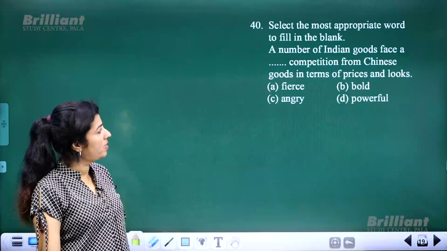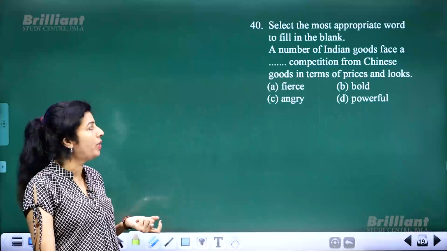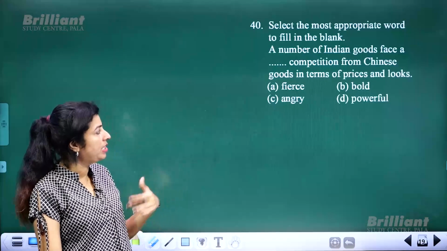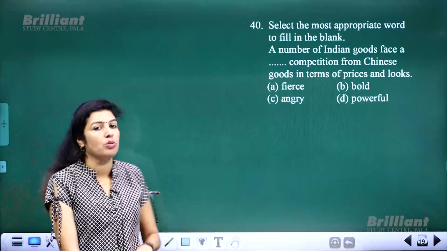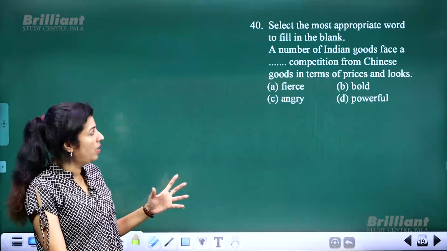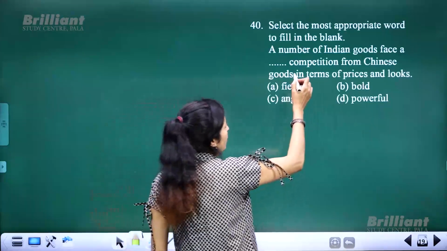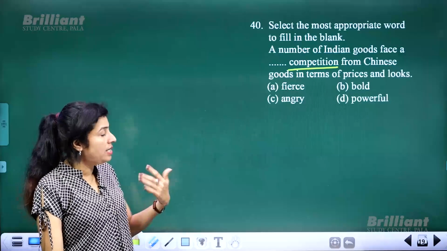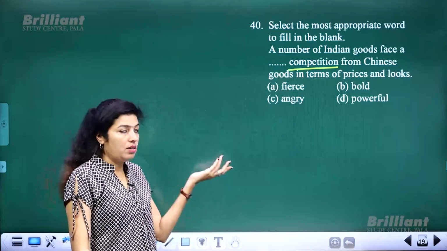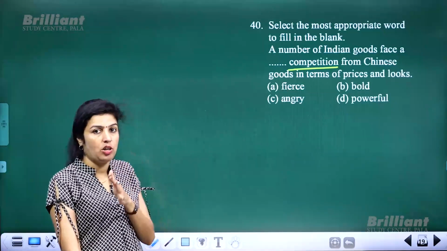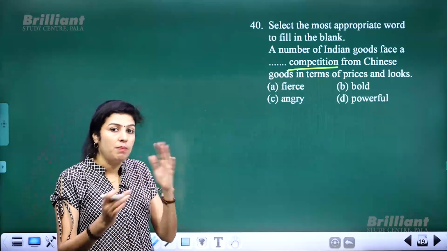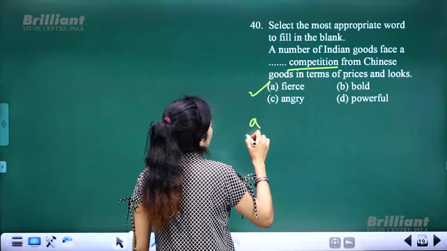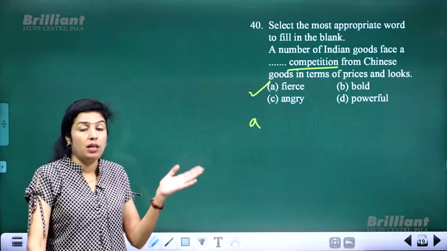Now we have to select a word with which you can fill up this blank, a proper word. A number of Indian goods face a dash competition from Chinese goods in terms of prices and looks. What do we have here? After the blank, the word competition. Suppose if we are given the option tight, we would have chosen that, tight competition, tough competition. And a word similar to that is fierce competition. So option number A, fierce competition, which means tight and tough.